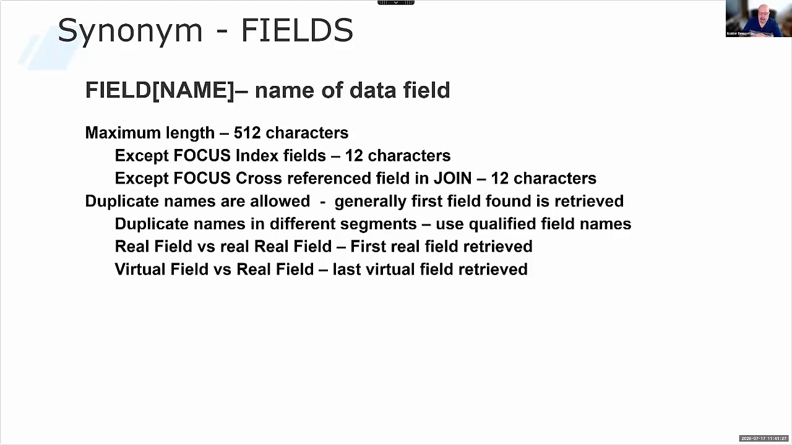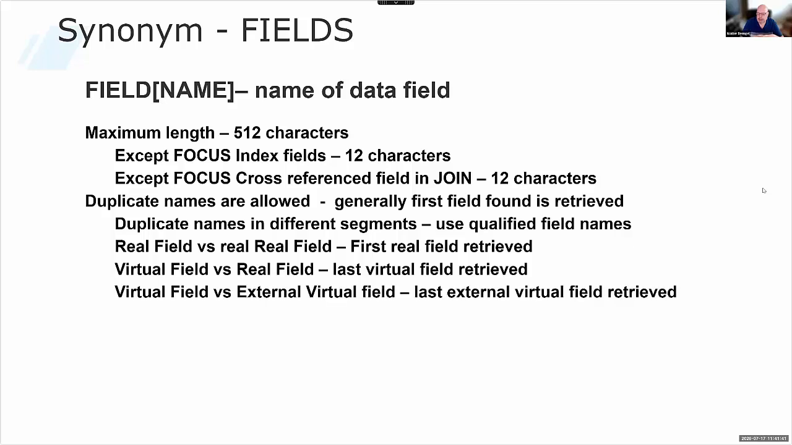But if you have a virtual field that has the same name as a real field, you're going to get the last virtual field that gets retrieved. So we're going to read the real field, but then the virtual field is going to overlay the value. Virtual field versus an external virtual field, in this case, you're going to get the last external virtual field retrieved. So if you're doing real to real, you're going to get the first, but when you're dealing with virtual fields, you're going to get the last value.